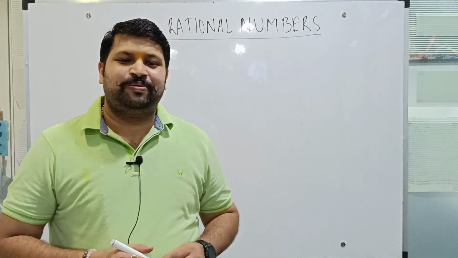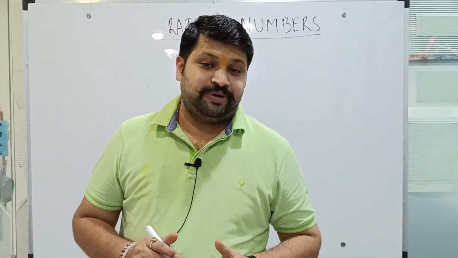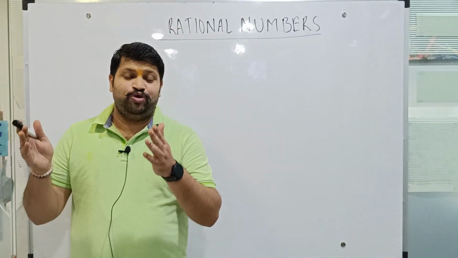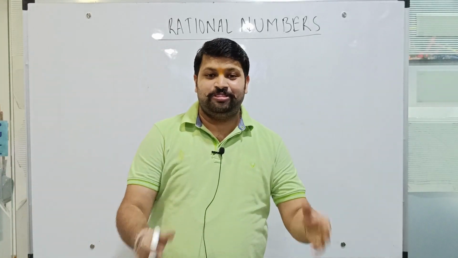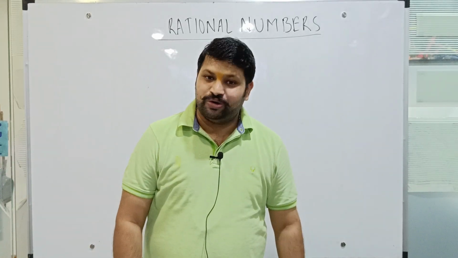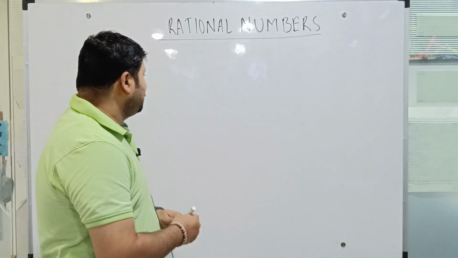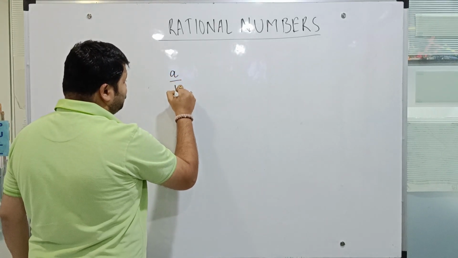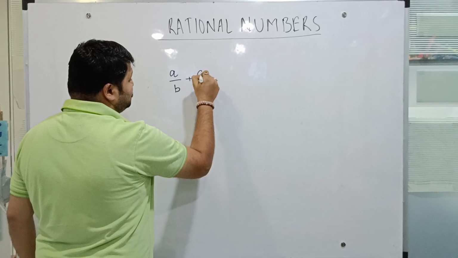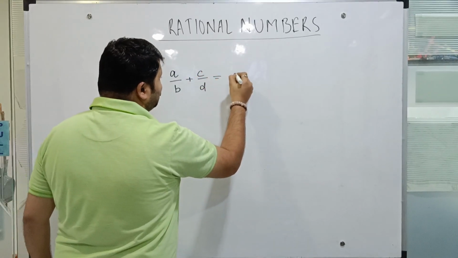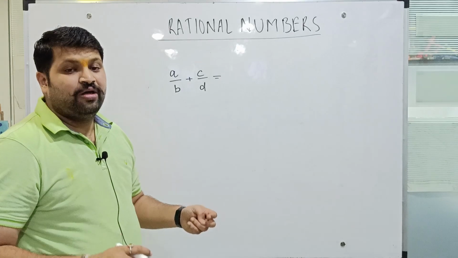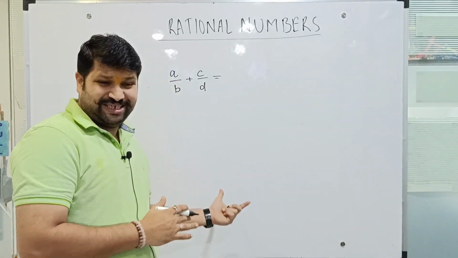So the first property that we study is the closure property. Closure property, as we have discussed earlier, tells us that if you add two rational numbers, then the final sum is also a rational number. So if we have, say, a upon b plus c upon d, then the final answer would be a rational number. Yes, so let us take an example on it.